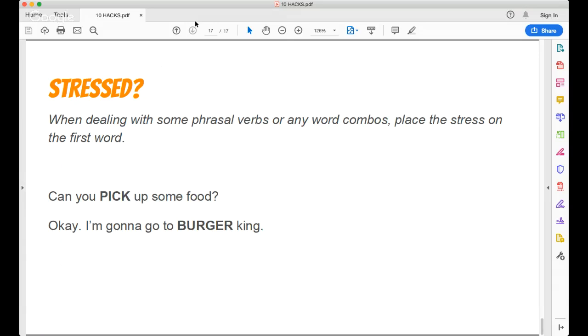And number two is very specific, but okay. I'm going to go to Burger King, not Burger King. Burger King. The stress is on the first word. It sounds really weird if you say, I'm going to go to Burger King. Burger King? What is Burger King? I only know Burger King. All right. So the stress is always on the first one. And that's kind of how you want to think about it and how you want to do it.